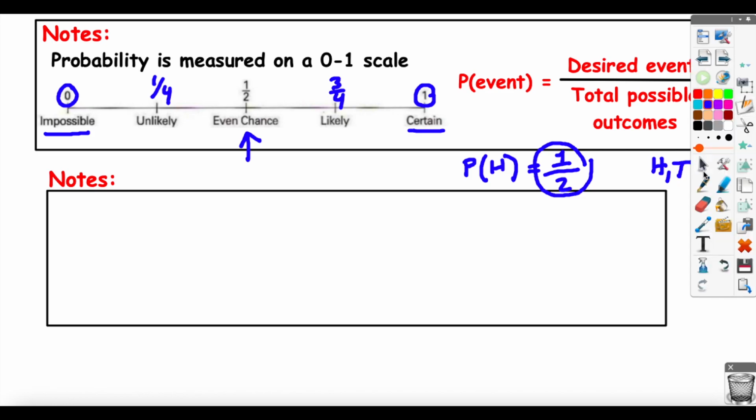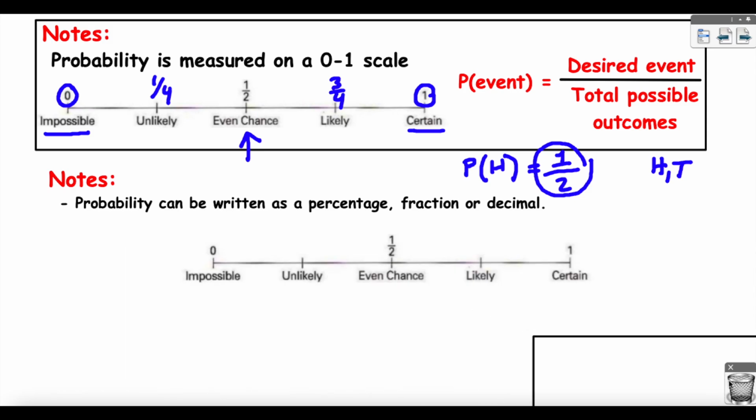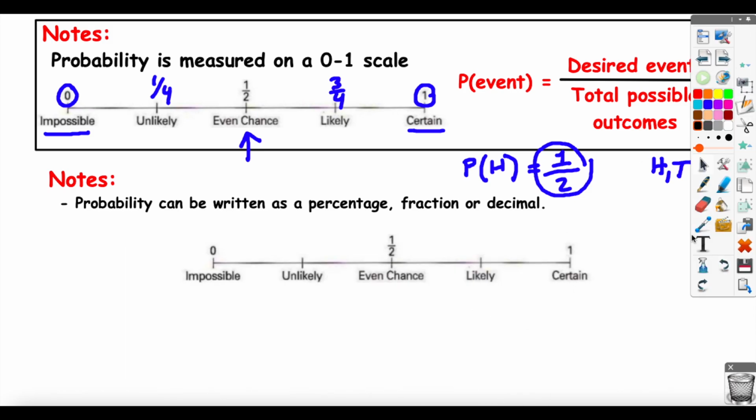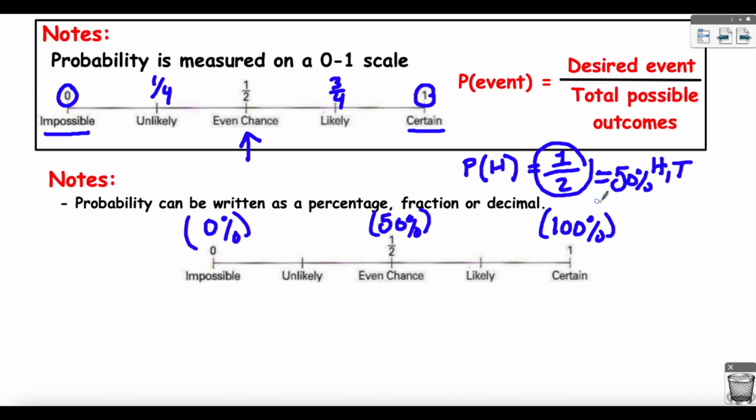Now, like I said before though, probability can be measured as either a fraction, a decimal, or a percentage. So what I want to do is show you what this scale would look like if we did, say, percentages. So for example, say I wanted to write the probability of me getting a heads as a percentage. So we know that equivalent would be 50%. So this scale would look something like this. 50%, this would be 100% must occur, and this would be 0%. And again, the third one would be a decimal, so we could also say this is equivalent to 0.5. All three of these values are exactly the same.